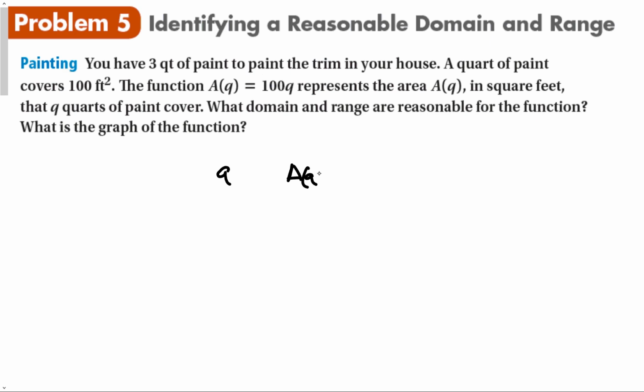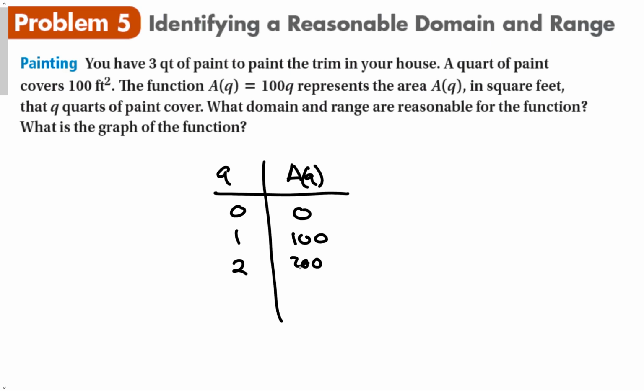That would be weird. The guy would probably ask you why you were even in the store, but that is possible. Okay, so if I buy 0 quarts of paint, you cover 0 amount of area. Okay, so what happens if I buy 1 quart of paint? Now that would be 100. 2, plugging it right into my function, is 200, and 3, 300, and so on and so on. Okay, so there's my table.